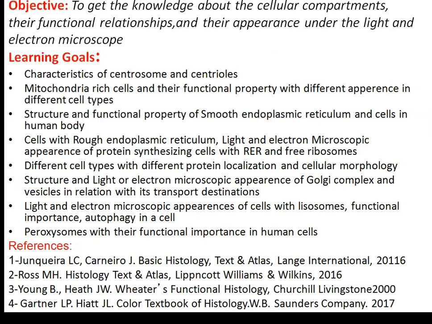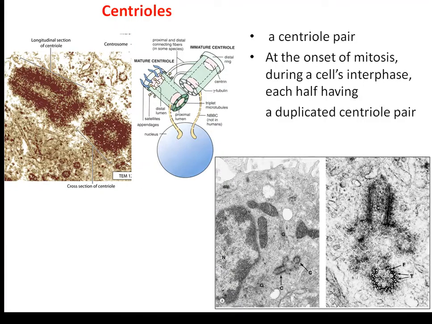The objective is to get knowledge about the cellular compartments, their functional relationships, their appearance under the light and electron microscope. Learning goals, these are characteristics of centrosomes, centrioles, and other organelles. References, these are the literature books, textbooks which you may use during your studying.